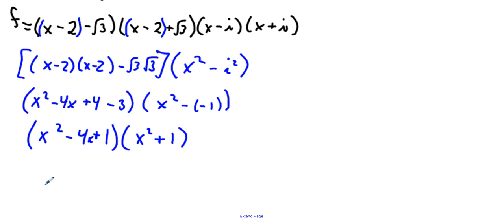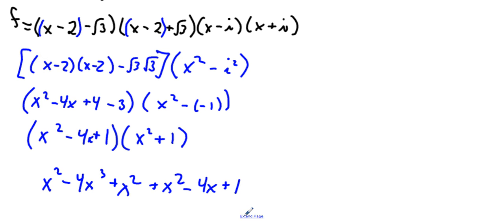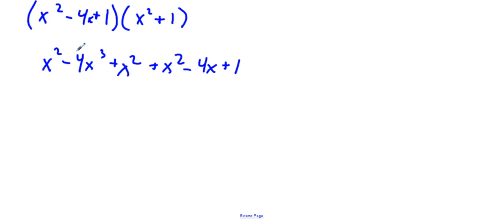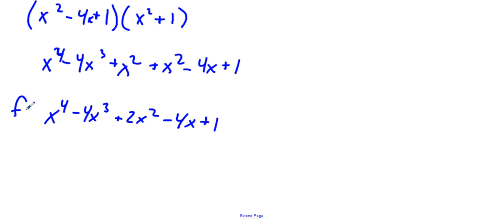Once again, foiling. We have x squared times x squared, which is x to the 4th. Minus 4x cubed. We're going to have plus x squared, plus x squared, minus 4x, and we have plus 1. Simplify this: x to the 4th minus 4x cubed plus 2x squared minus 4x plus 1. And that is our simplified answer.